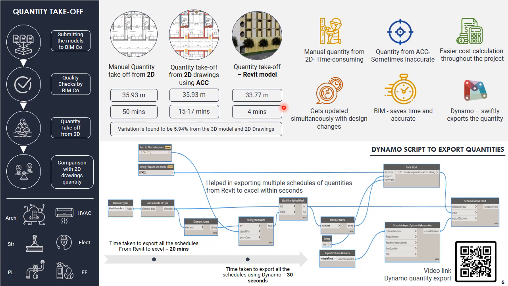We also explored some lean ways to reduce or minimize the time spent on exporting quantities through a plugin called Dynamo. The Dynamo script is put over here, and I also put a scan code to take you all to a video showing how amazing Dynamo is and how we worked on Dynamo to get better outputs in quicker time.